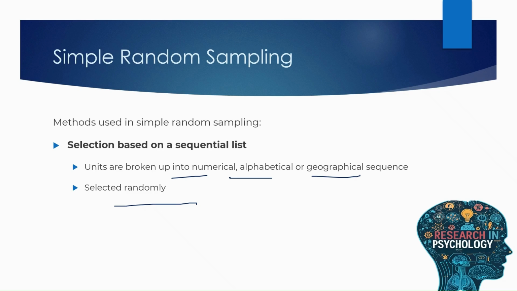Or if I'm assigning alphabets to them, maybe I can say all the people who got vowels, please come out. So from that sequential list, I'm getting all the people randomly who got vowels. This is how selection is done using a sequential list. Alright?